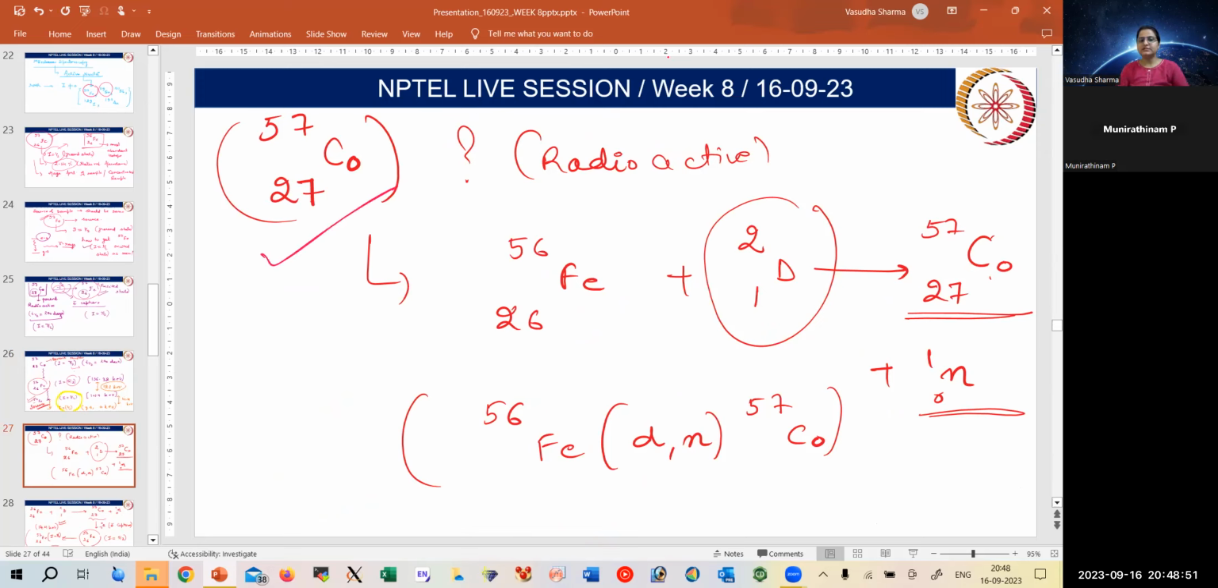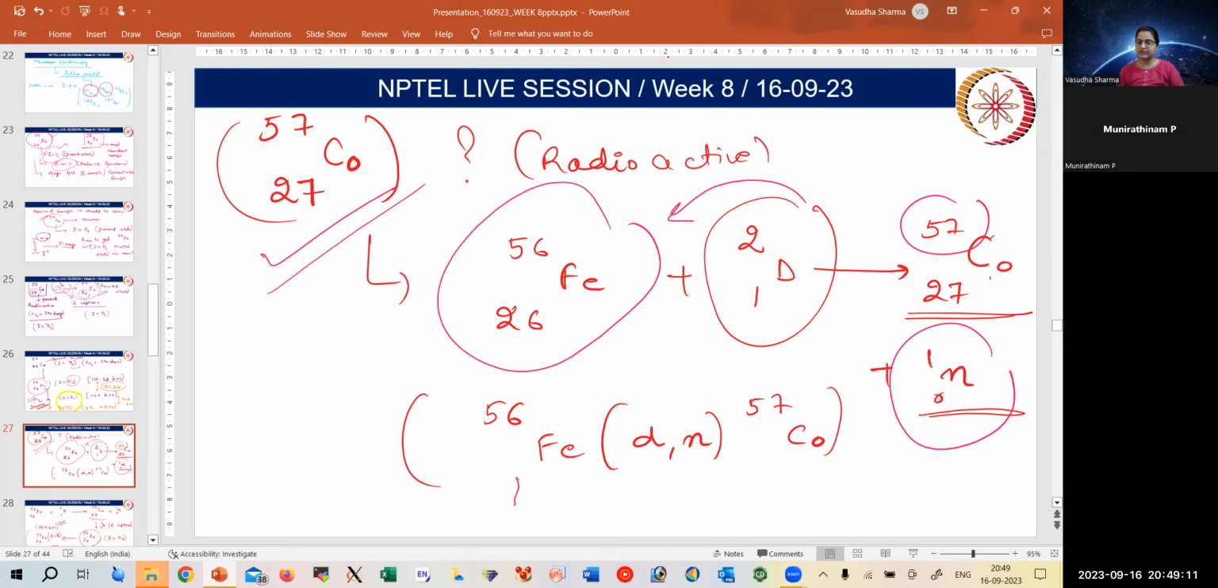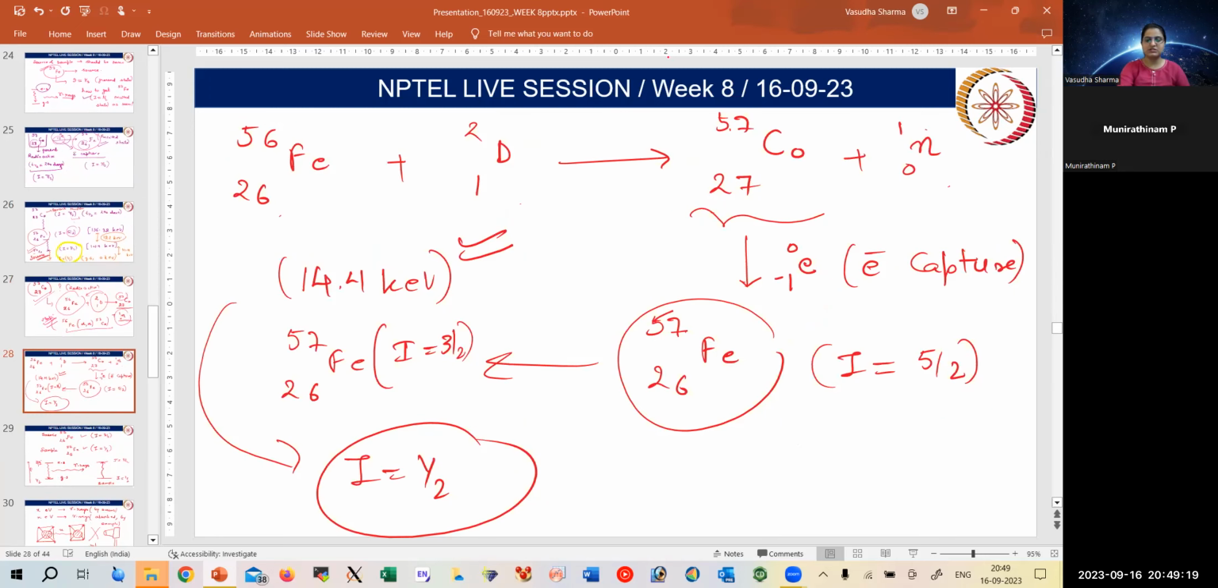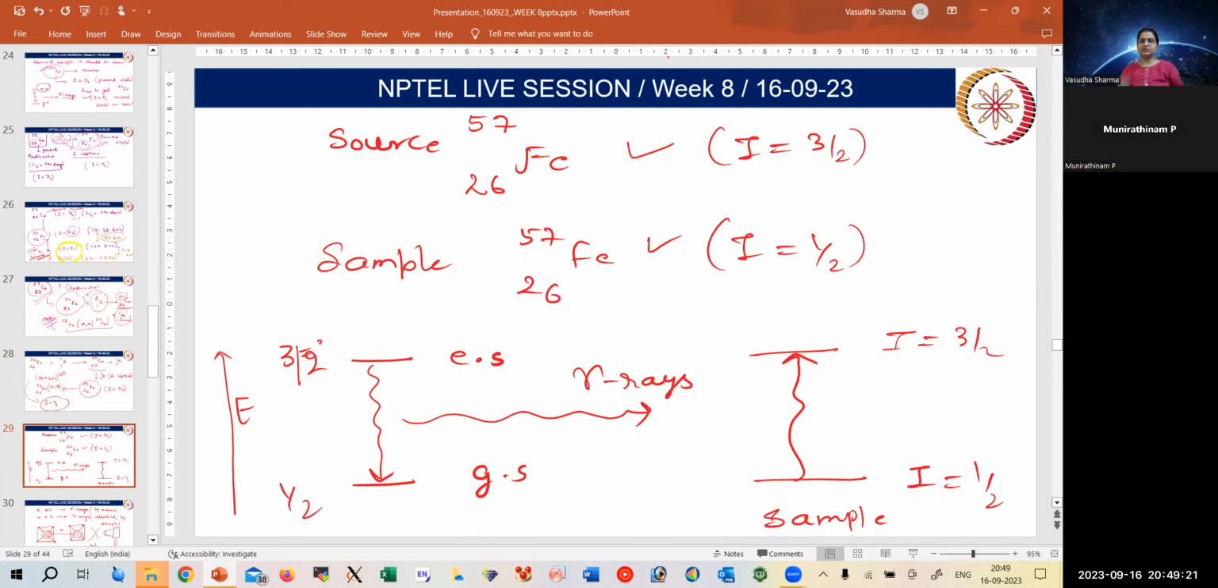Now, how do we get this radioactive cobalt-57? It is formed from iron-56 itself, which is highly abundant. Using a cyclotron, we bombard it with deuterium, which has mass number 2 and one proton, so it converts iron-56 to cobalt-57 and loses one neutron. This is the net reaction, and it is also very important. It is generally asked in NET and GATE exams also.